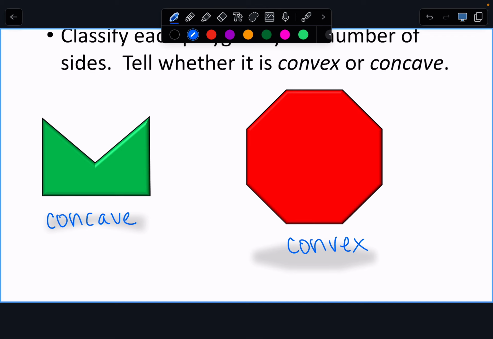Now, how many sides does that green one have?